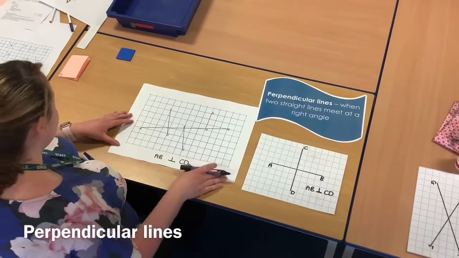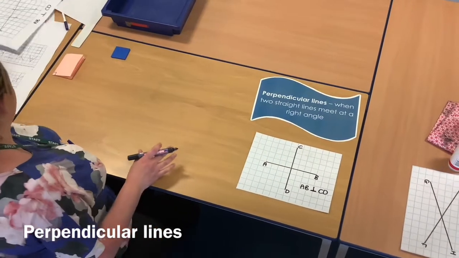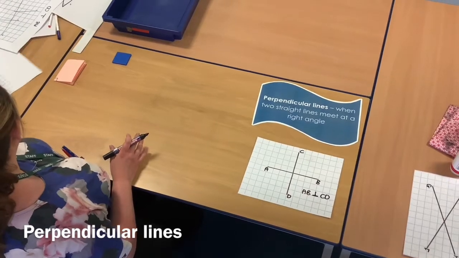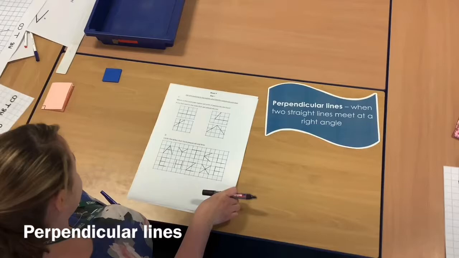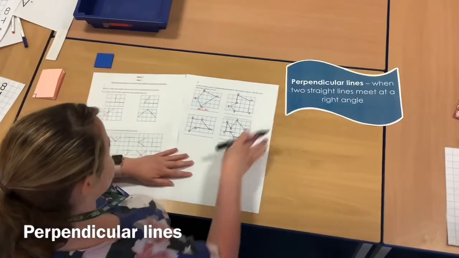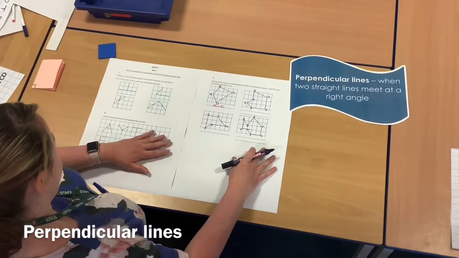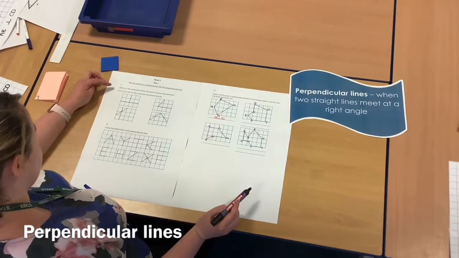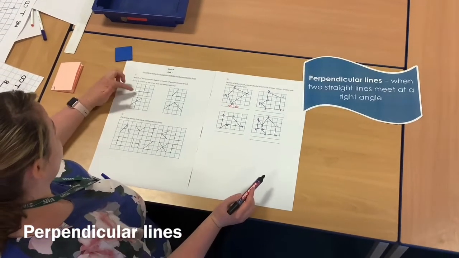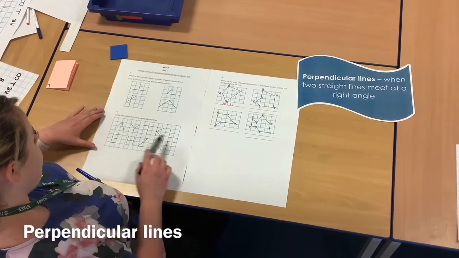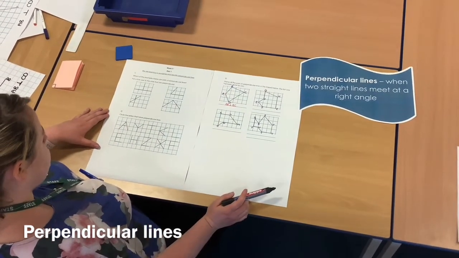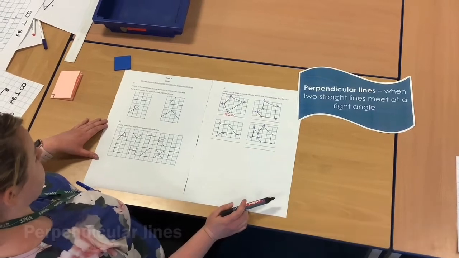Right, now it is your turn. You can find a copy of this on the Learning PowerPoint. I've given you 3 questions to have a go at today. For the first question, you just need to tick which lines are perpendicular. Then I'm giving you some letters, and you need to circle the letters that do have perpendicular lines.